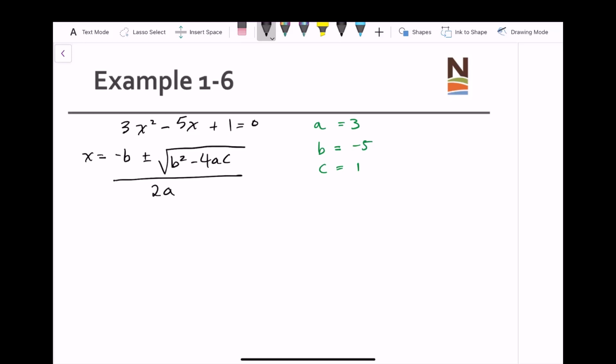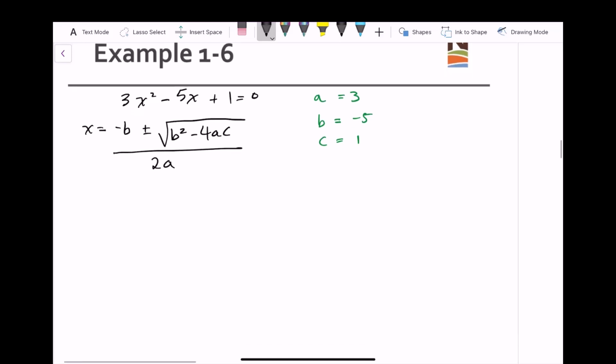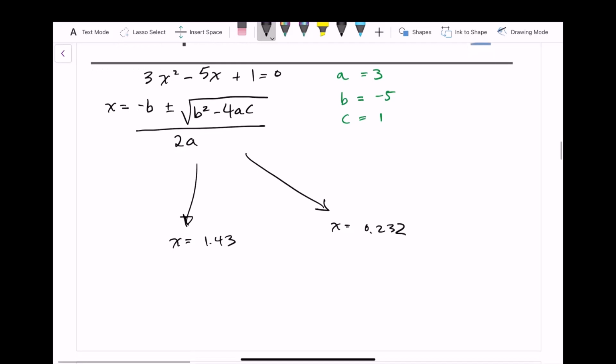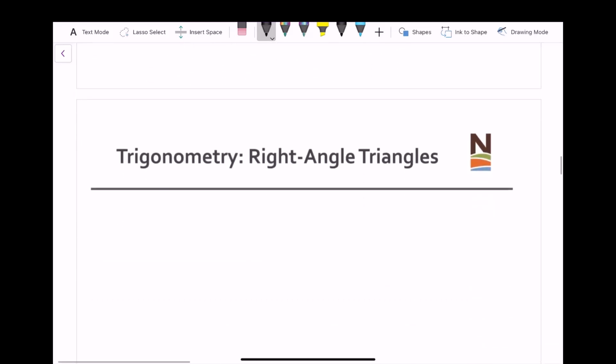So I'll let you go ahead and try out this problem. Again, you're just going to sub these constants into this equation, and you are going to get two values for x. So for this one, you should get x is equal to 1.43. You should also get x is equal to 0.232. So again, that is where that parabola crosses the x-axis at those two locations. So take your time. You are allowed a calculator throughout this course, so take advantage of that and just practice this. You want to make sure that you feel comfortable being able to solve this problem.